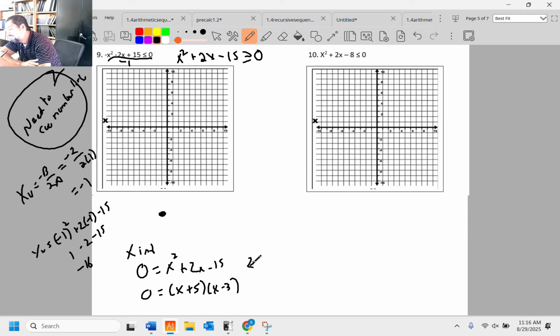Now hit it with the ZPP, the zero product property. X plus 5 is a 0, or x minus 3 is a 0. If x plus 5 is a 0, the x-intercept's at -5, and if x minus 3 is a 0, the x-intercept's at 3. So one of my x-intercepts is at -5, 0, the other one is at 3, 0. And then I can draw a parabola.